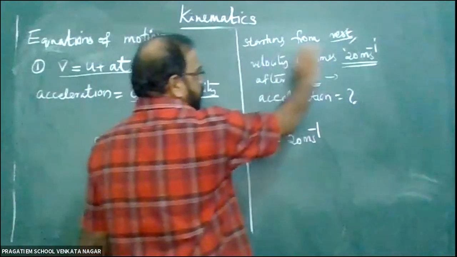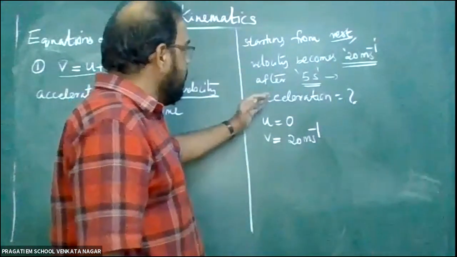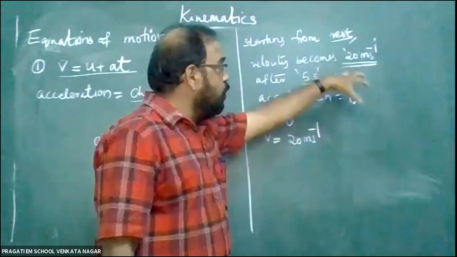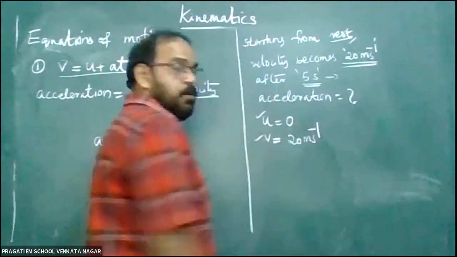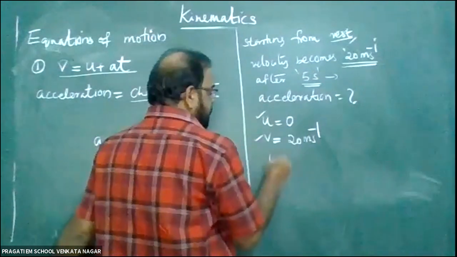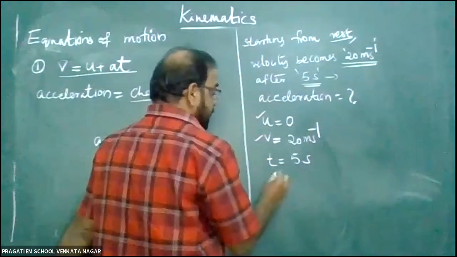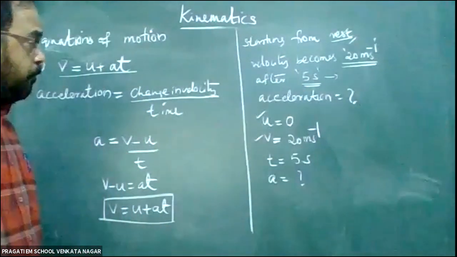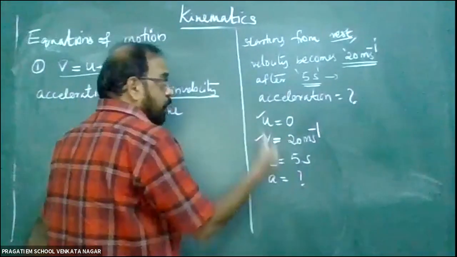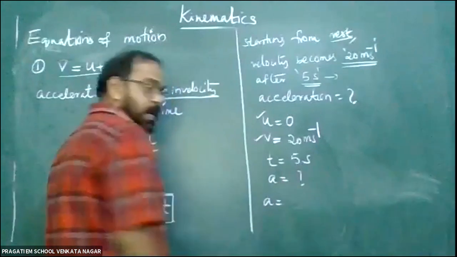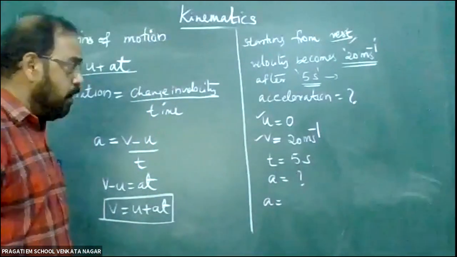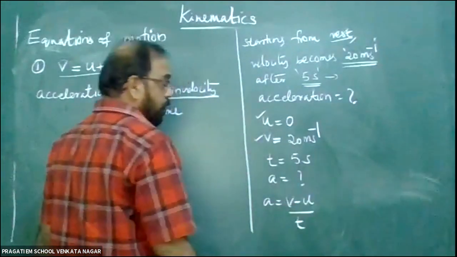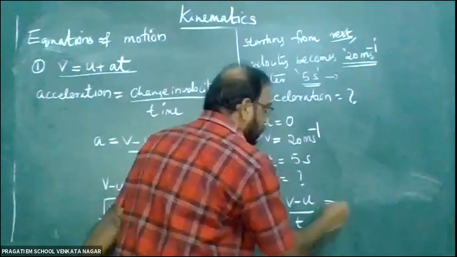And next, you can read the question 2 or 3 times to understand all these letters. Starting from rest, u is equal to 0. Velocity becomes 20 meter per second, v is equal to 20 meter per second. After 5 seconds, so here t is equal to 5 seconds. What we need to find is the acceleration. Here only one formula we studied. Just to understand that formula, I gave this question. a is equal to v minus u by t, is equal to, what is the v?